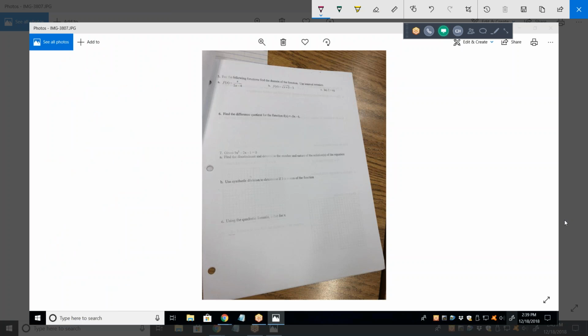Got 15 minutes here. Find the difference quotient for the function negative 5x minus 6. The difference quotient. What do they mean by that?